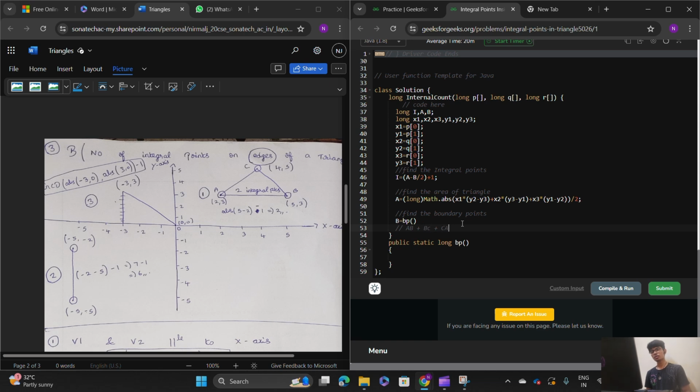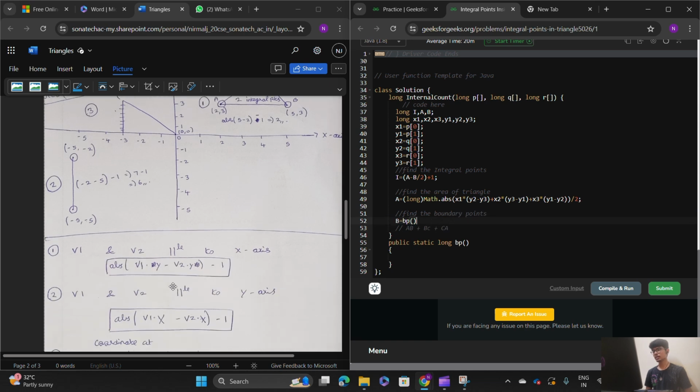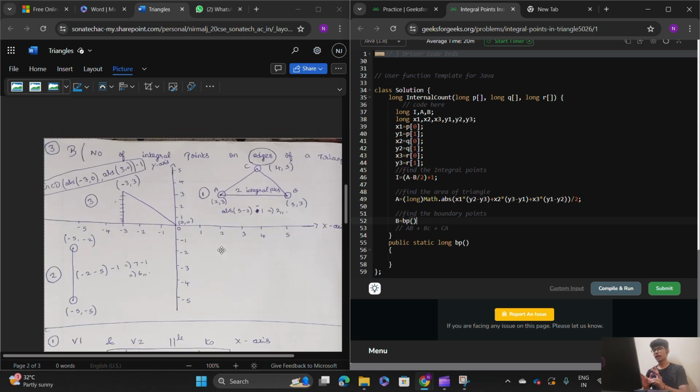You need to utilize these points when you are calculating the total boundary points. That's why they are using v1.y minus v2.y. What does it mean? You are going to find two points, A and C. In A and C, you are going to use these x and y coordinate points. After using this, you are going to calculate, add it, and store it in your b variable.